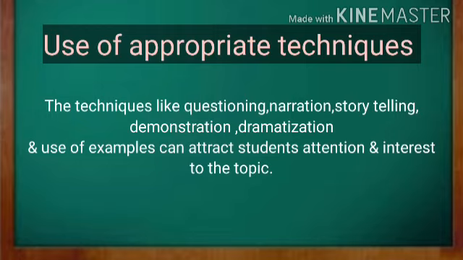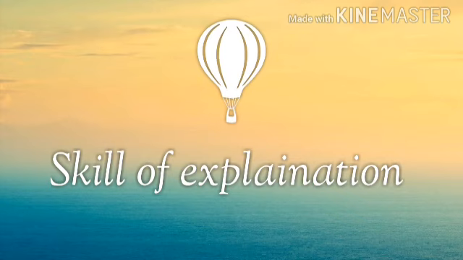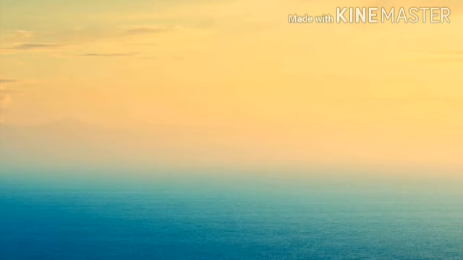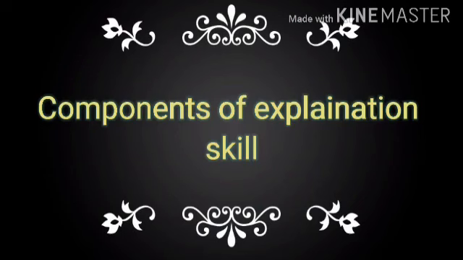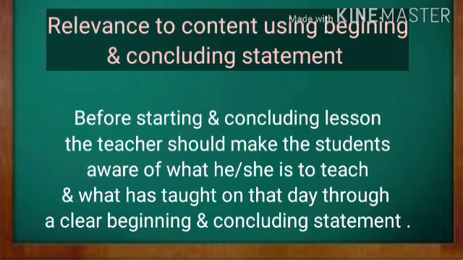Let's move on to the second skill, the skill of explanation, which is a prominent skill. Explanation is an action skill in which the teacher tries to satisfy students' needs related to the topic. Components of explanation skill. First, relevance to content using beginning and concluding statement. Before starting and concluding the lesson, the teacher should make the pupils aware of what he or she is to teach and what he or she has taught on that day through a clear beginning and concluding statement.